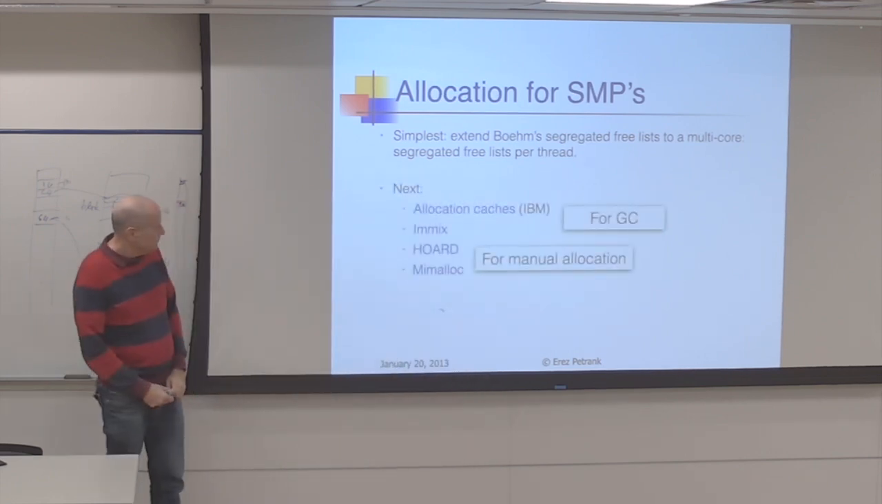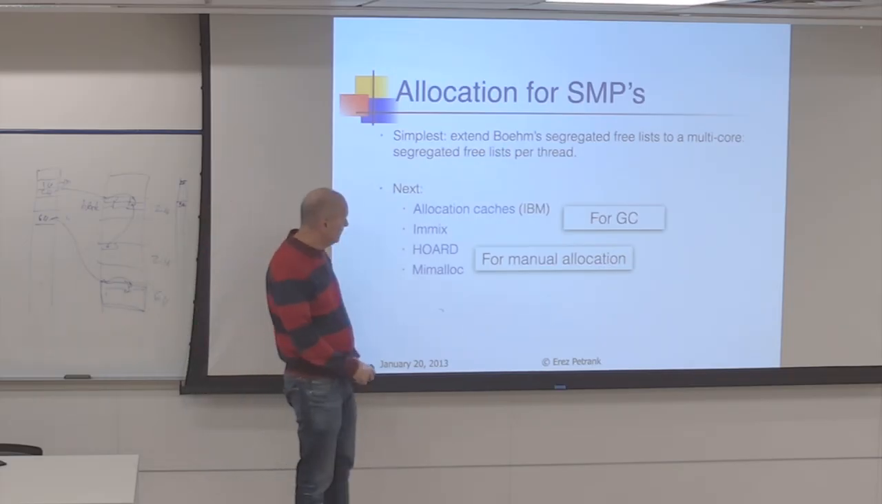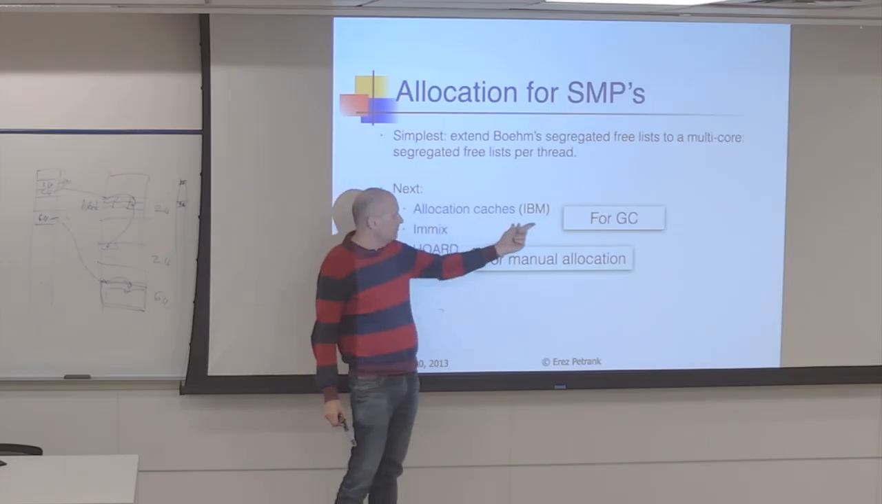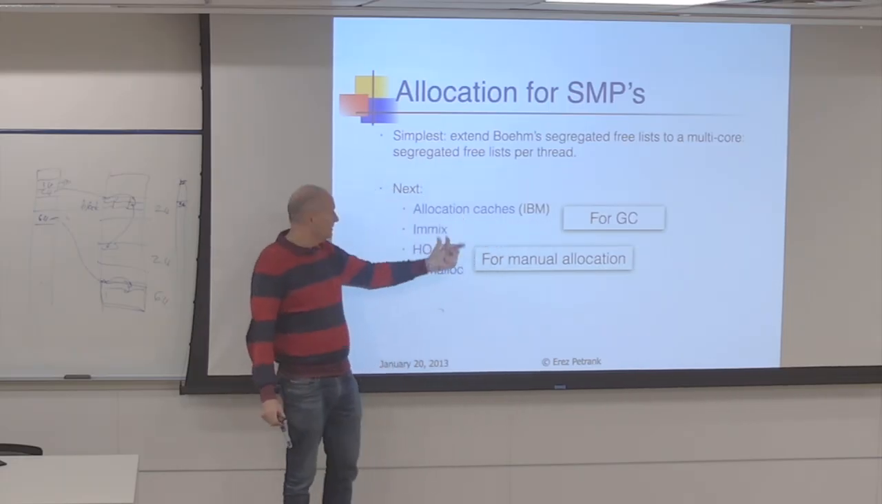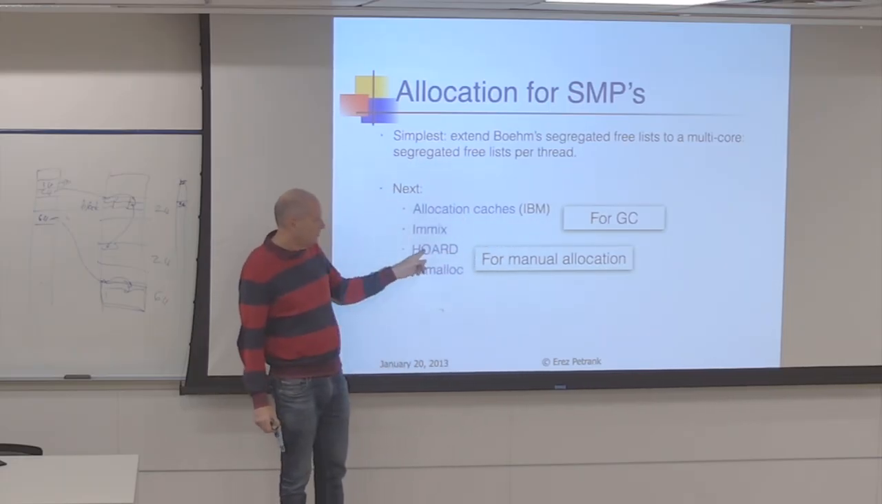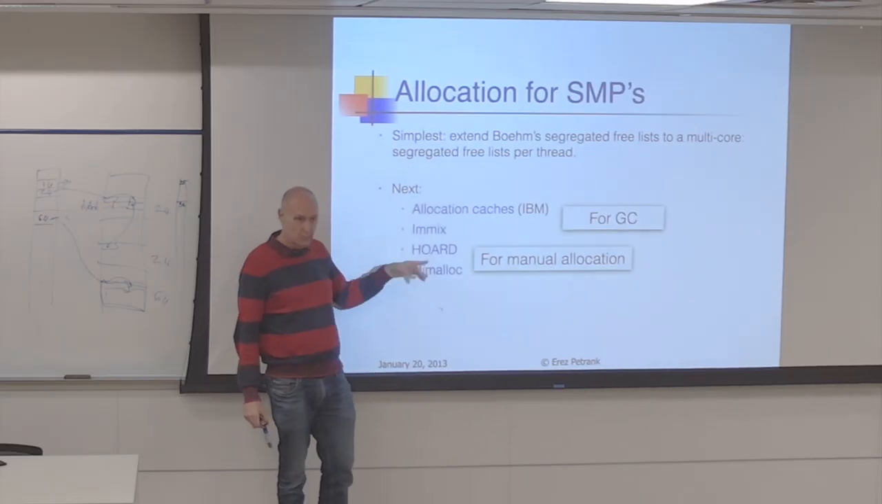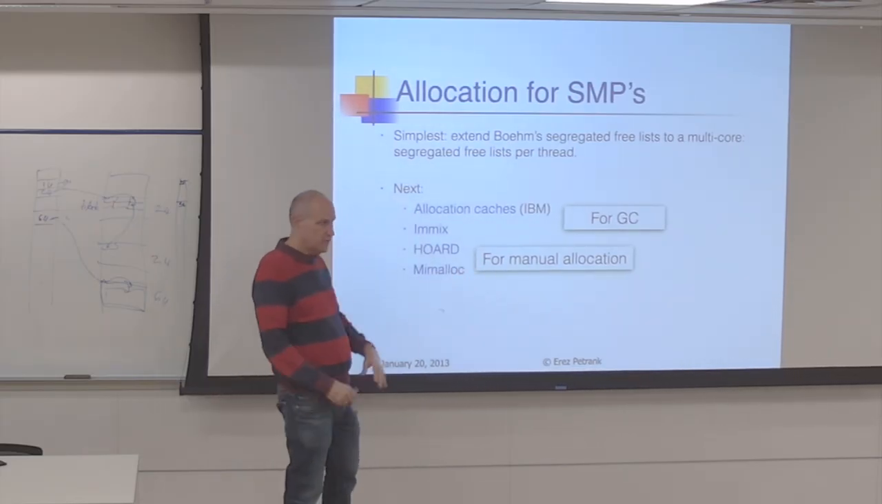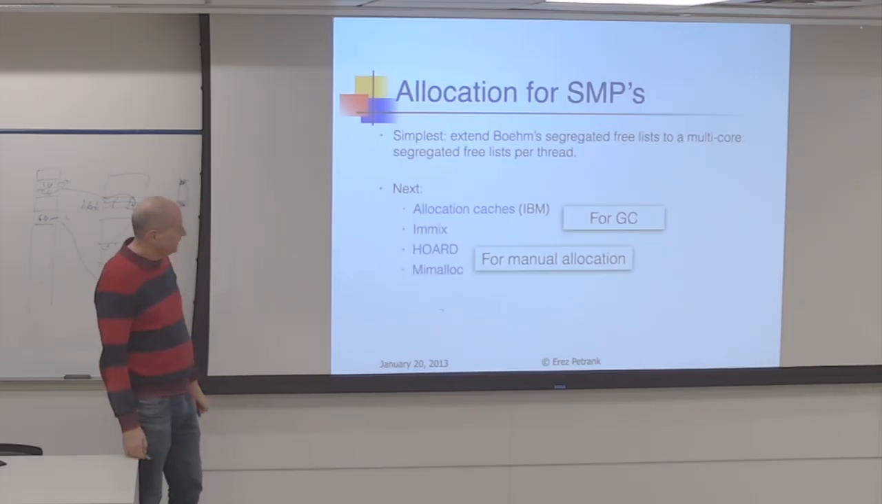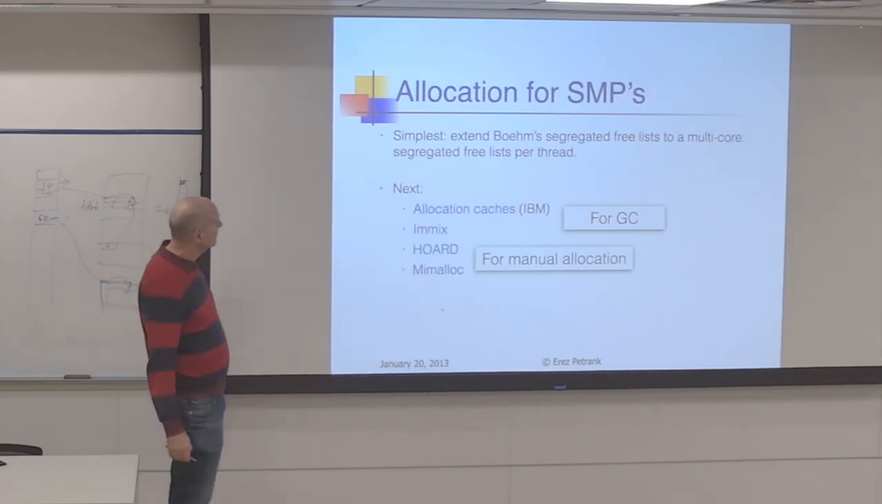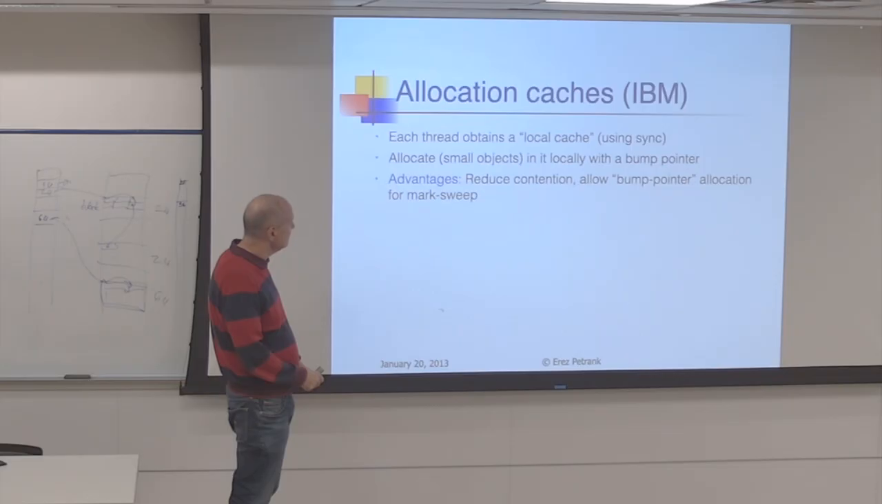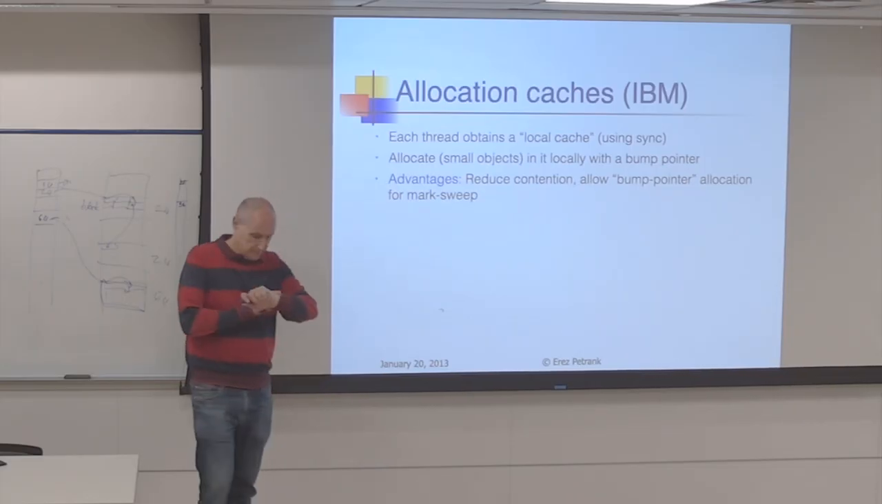Okay, and what we're going to talk about now is the well-known allocators. Two of them will be for Mark Sweep, for garbage collected areas, and two of them will be for malloc free. And we'll see, this is what you have today if you want to implement an allocator.